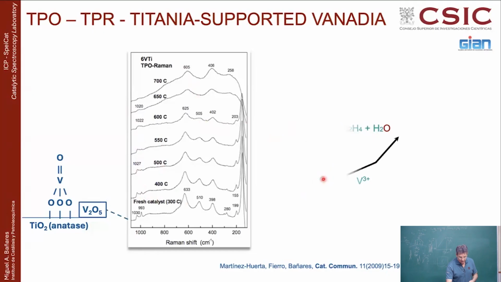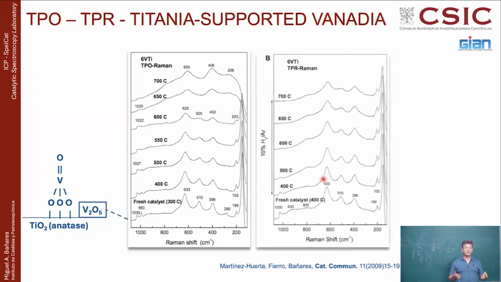Now let's look at the other boundary condition. What happens in the extreme case of reduction? We flow hydrogen, and we are heating in hydrogen, and then the sample will be reduced as we heat. Look at vanadium. Here you have vanadium. And as you increase the temperature, this vanadium decreases, decreases, decreases. You don't see vanadium anymore. But if you look at the right side, titania remains like anatase. You don't have a change to rutile.